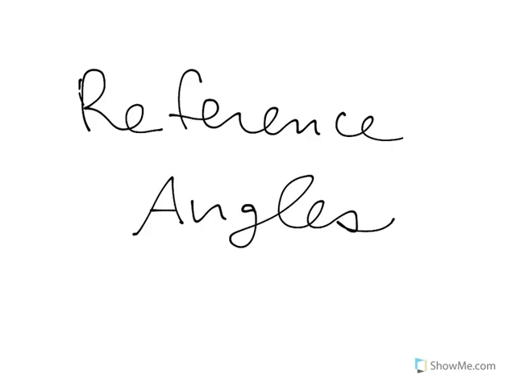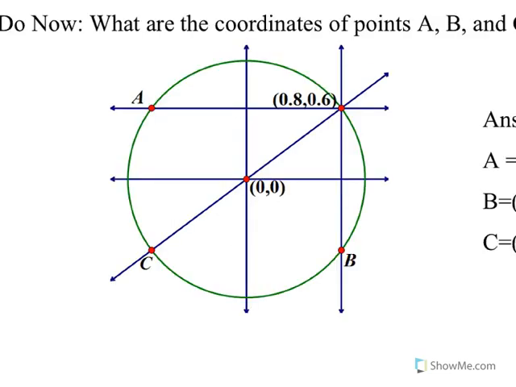An important concept in trigonometry is the idea of reference angles. The basic idea is that here I have a unit circle and the point 0.8, 0.6. And there are three other points that have as their coordinates either 0.8 or negative 0.8 as the x coordinate, or 0.6 or negative 0.6 as the y coordinate.